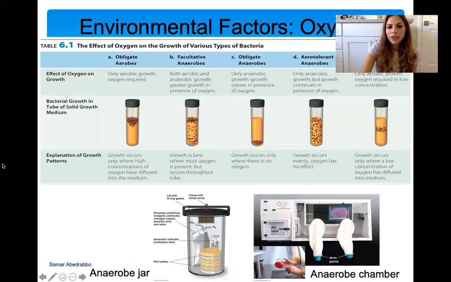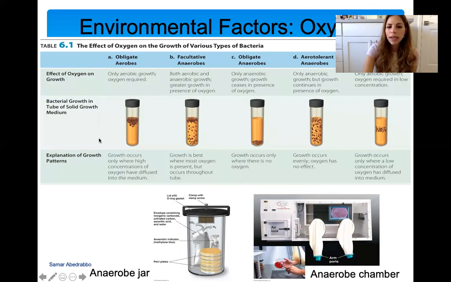So again, here are our different microbes. I want everyone to know the difference between all of them, but the take-home message is obligate aerobes require oxygen to grow. Facultative anaerobes can grow anywhere. They can grow aerobically or anaerobically. And then obligate anaerobes are killed by oxygen. So they can only do fermentation or anaerobic respiration.